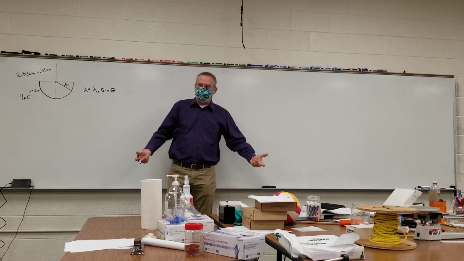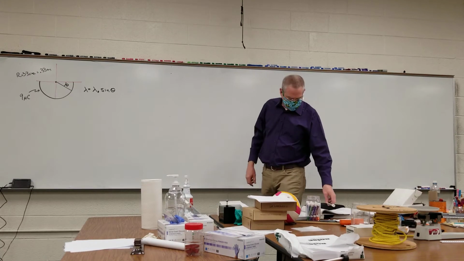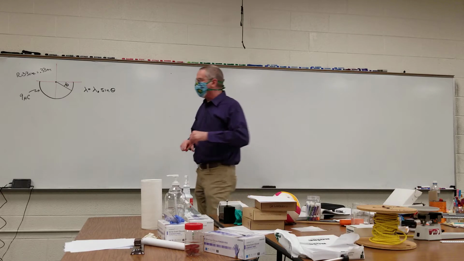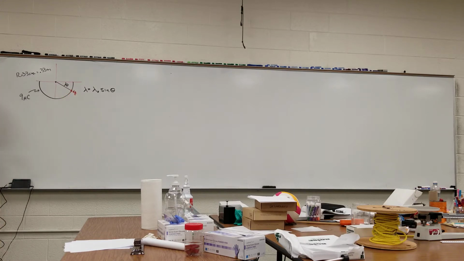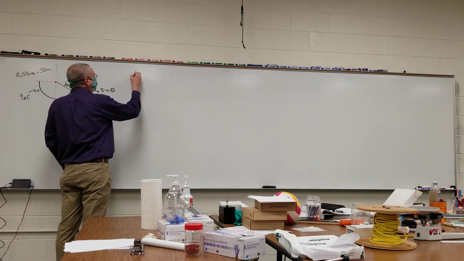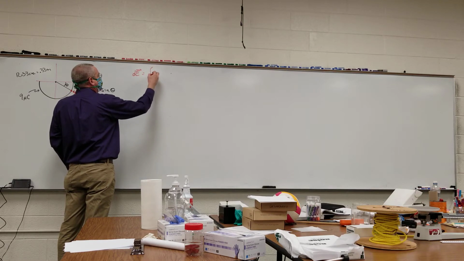Just go back to the basics. We have a charge distribution, so I can't use the point charge formula in a straight plug and chug. I have to create a differential. I have some infinitesimally small bit of charge right there. And so I know that my electric field is going to end up being the integral of, bring the k out, dq over r squared.